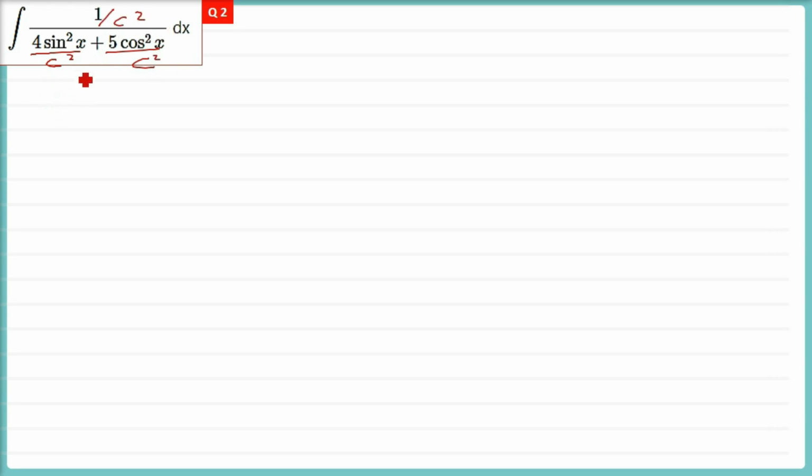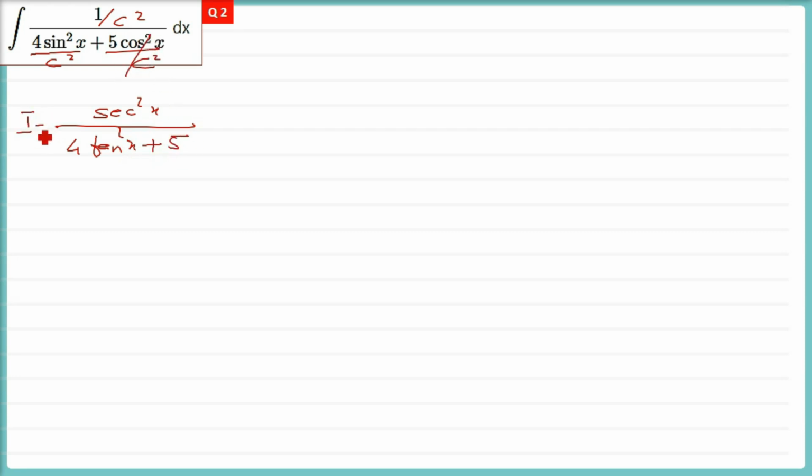So we are dividing here also by cos square x. Every term is divided by cos square x. The numerator will become sec square x. The denominator will become 4 tan square x plus 5 cos square x, and cos square x gets cancelled, so you have a 5.